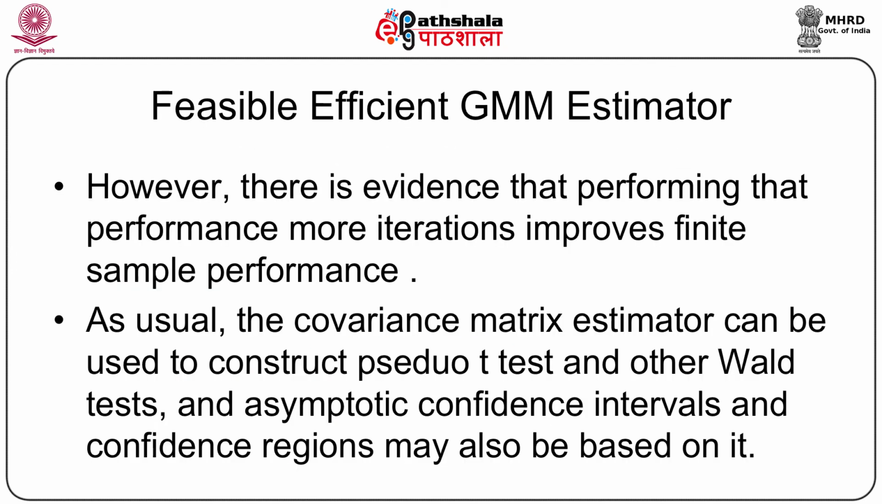However, there is evidence that performing more iterations gives improvement in finite sample performance. As usual, the covariance matrix estimator can be used to construct pseudo t-tests and other Wald tests, and asymptotic confidence intervals and confidence regions may also be based on it. So using this covariance matrix, one can carry out the pseudo t-test and other Wald tests, and also consider the asymptotic distribution of the variables.